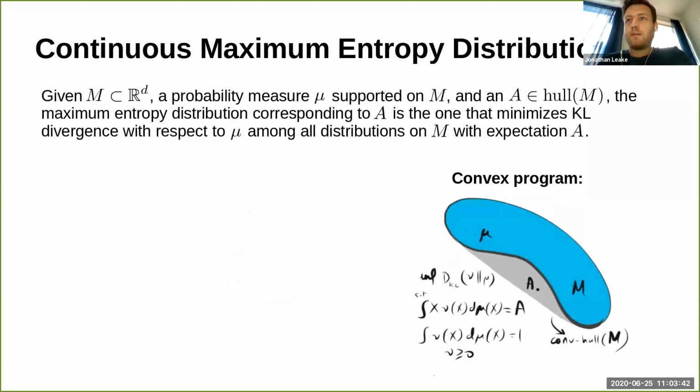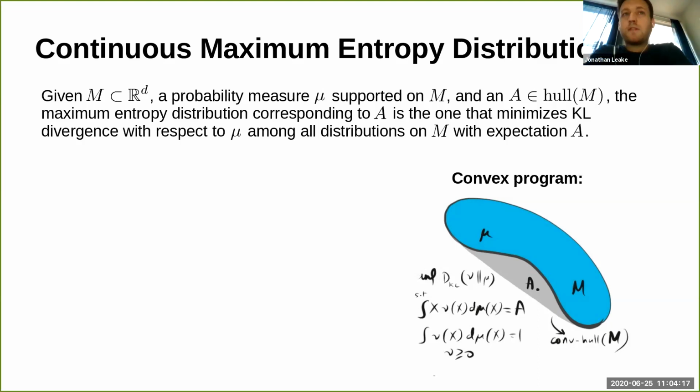The first thing I'm going to discuss is the setup. This picture is supposed to give you a sense of what's going on. You have some M, which is often a manifold, but it could be a discrete set. You have some measure supported on M. This is embedded in R^d, and you look at the convex hull of this. You pick some A in that convex hull, and the thing we want to find is the distribution on M which has expectation A, and which minimizes KL divergence with respect to the base measure that you started with.